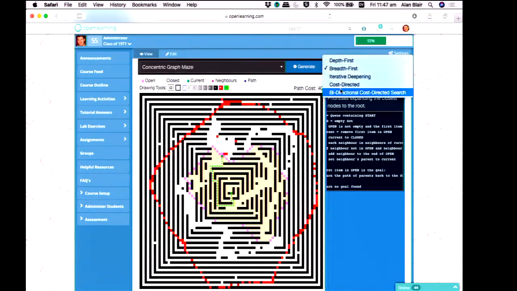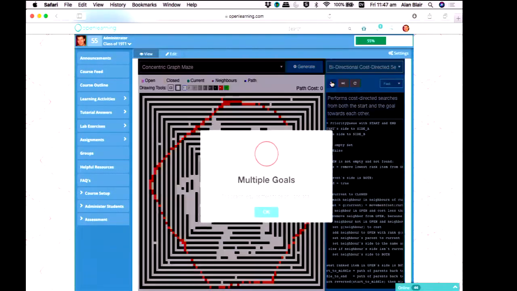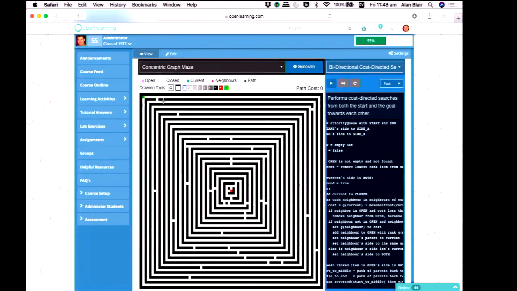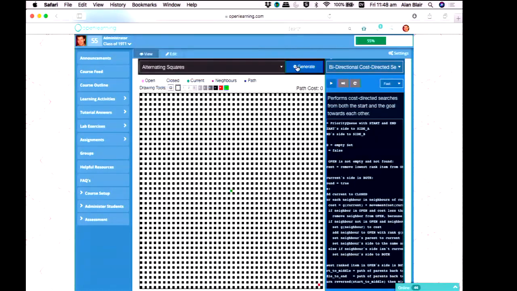Now, if I want to do bidirectional search, I think it refuses if I have multiple goals. So I would have to make sure I have only one goal. Let me just go with alternating squares. Let's say the goal node is here and the start node is here, and we get rid of that other goal node there, and then we try to do bidirectional search.